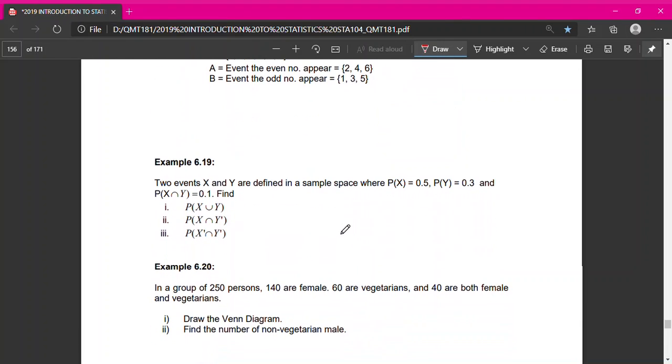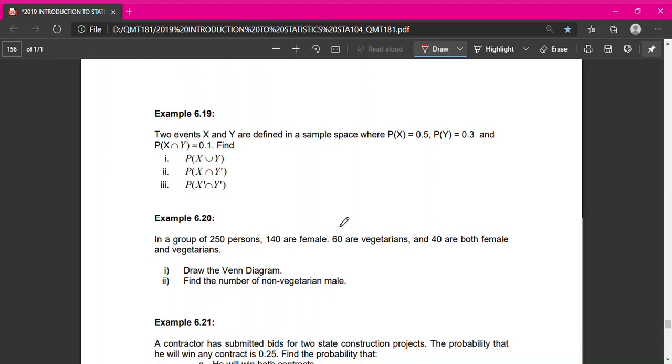Okay, let's see another example here. Kat sini dia bagi you probability dan dia nak you buat Venn diagram. Two events X dan Y are defined in a sample space where probability of X adalah 0.5 and probability of Y adalah 0.3. Kita ada event X, kita ada event Y. And then dia bagi information X dan Y ni ada intersection. X intersect dengan Y is 0.1.